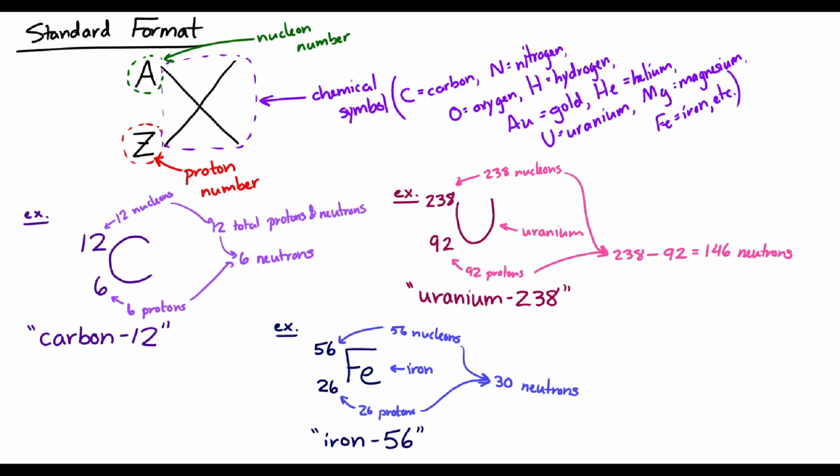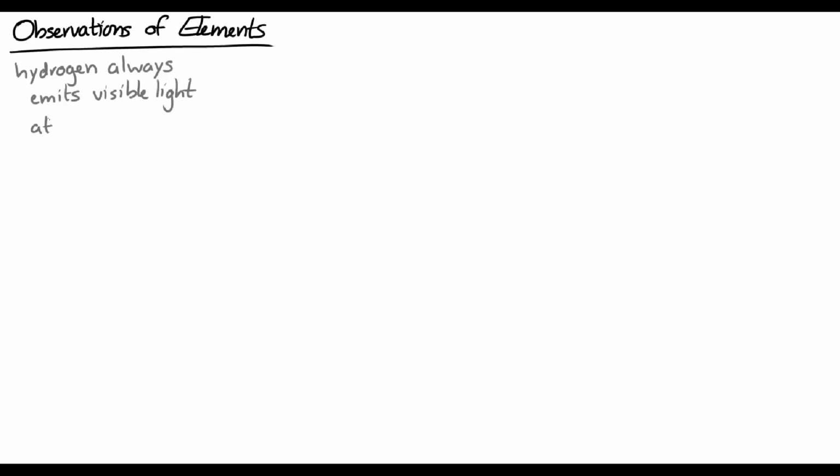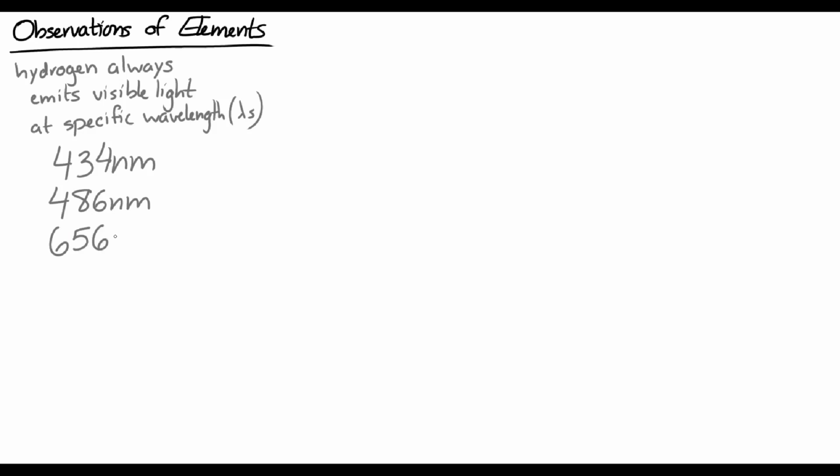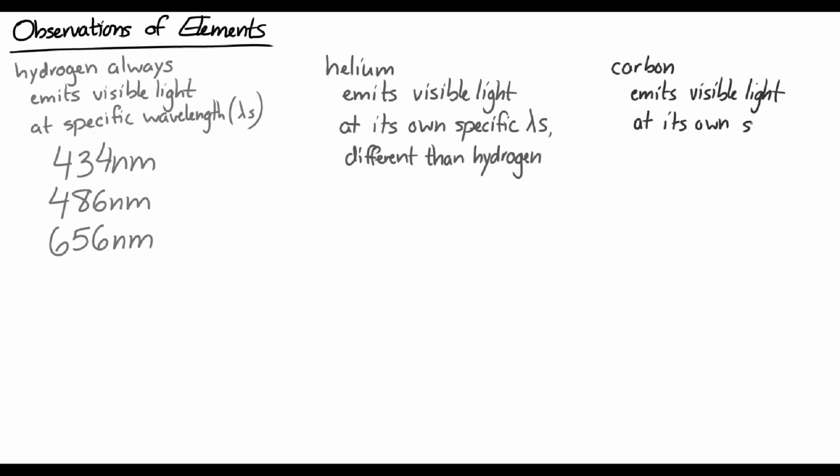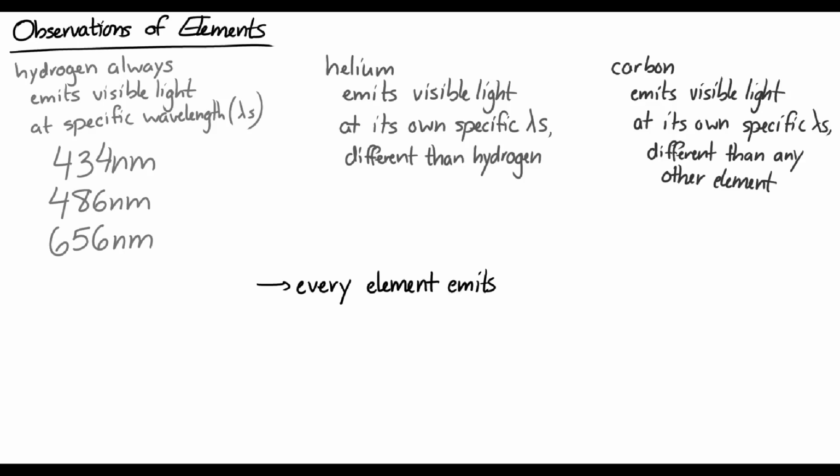Now, over a couple hundred years, scientists observed unique behavior for elements. So for example, if you observe hydrogen, it turns out hydrogen will emit visible light at 3 very specific wavelengths, at 434 nanometers, 486 nanometers, and 656 nanometers. If you observe helium, a different element, it emits visible light at different wavelengths. And if you observe carbon, it emits visible light at its own very specific wavelengths. Turns out, every element emits its own unique set of wavelengths.